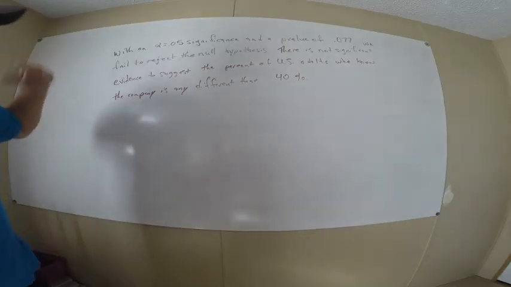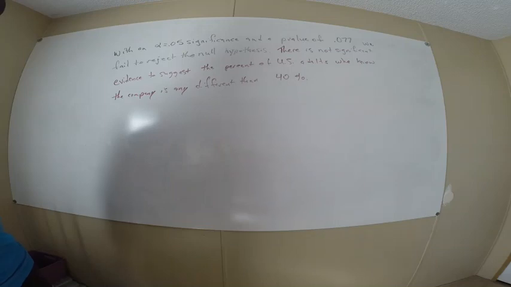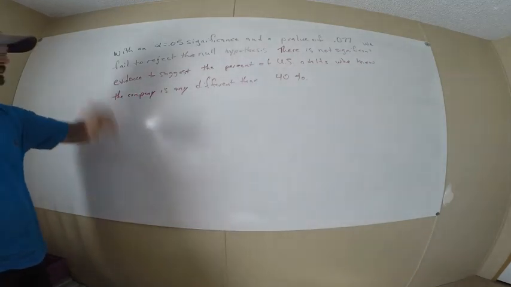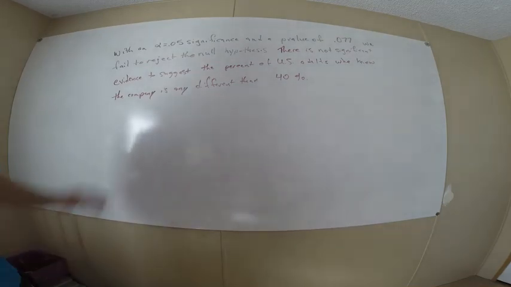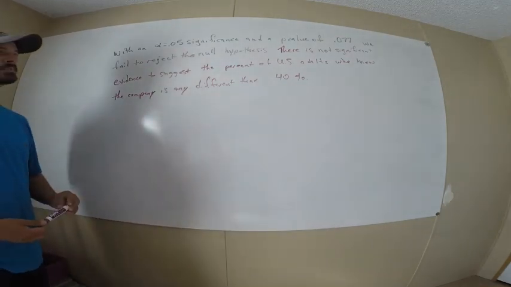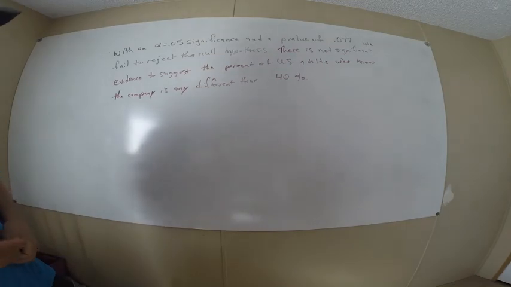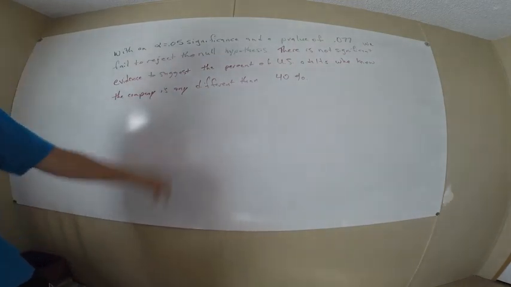Alright, so with an alpha equal 0.05 significance and a p-value of 0.077, we fail to reject the null hypothesis. There is not significant evidence to suggest the percent of U.S. adults who know the company is any different than 40%.